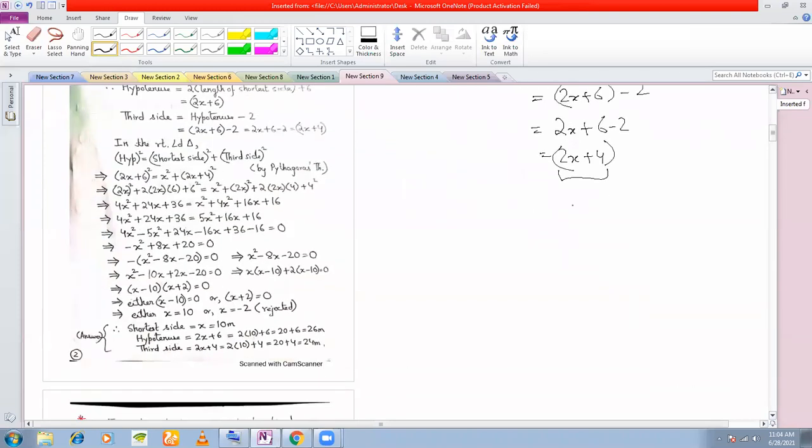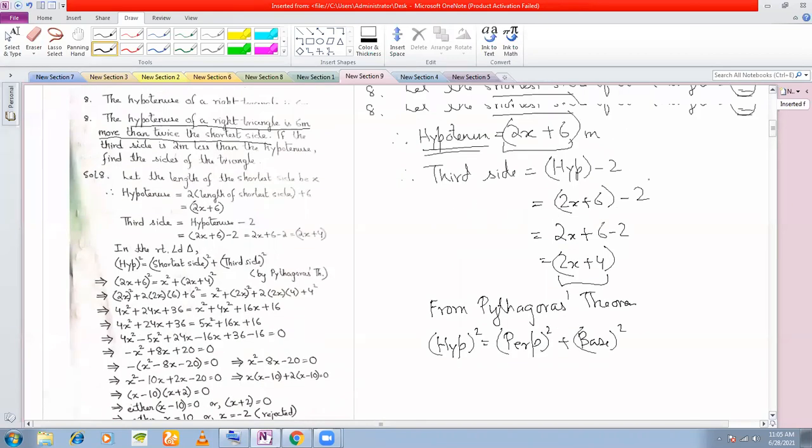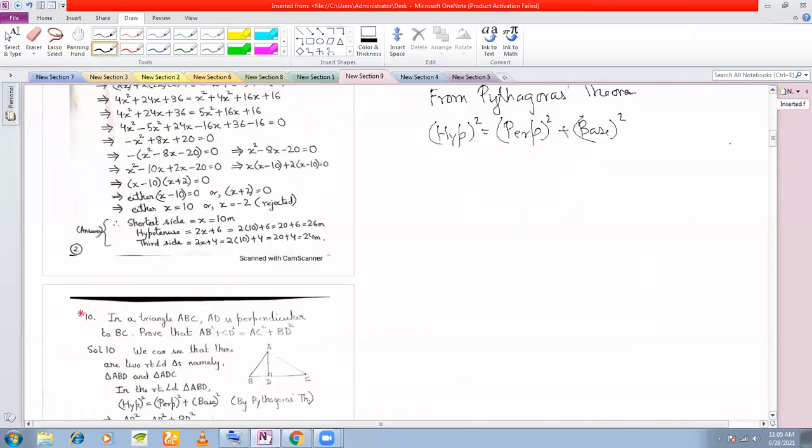So from Pythagoras theorem, what can you say? From Pythagoras theorem, hypotenuse square is equal to perpendicular square plus base square. So what is the length of the hypotenuse here? The length of the hypotenuse here is 2x plus 6. So put it here.